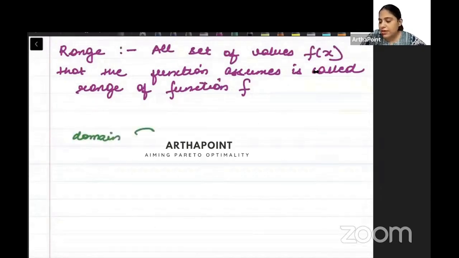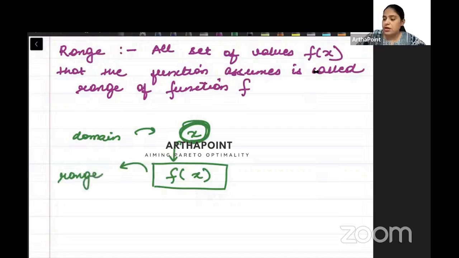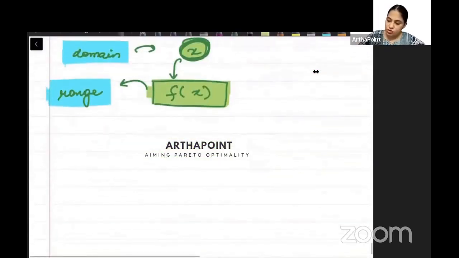Domain is all values that x can take. जो भी value x लेता है वो domain. But from x we define a function f(x). All values that this function can take, जो values function ले सकता है, that becomes the range of the function. So domain is all values that x takes and range is all values that the function goes ahead and takes. ठीक है बच्चे.